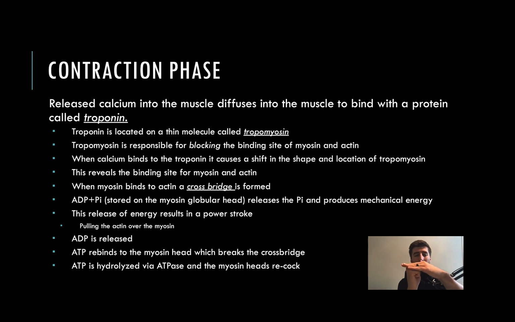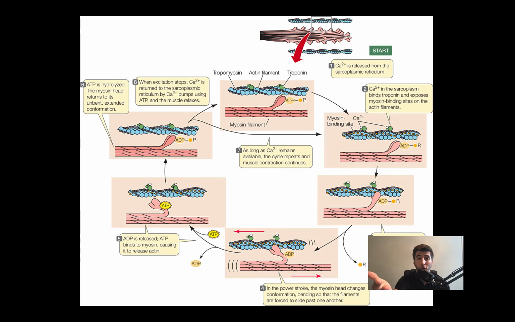In order to get this to release, we actually have to bind an ATP back onto the myosin head. So when we bind an ATP back on, we break that connection, we break that cross bridge, and when we hydrolyze that ATP, when we break the ATP down into ADP plus inorganic phosphate, we recock that head, and we're ready for another cycle, and another cycle. So that's what's going on with these steps.